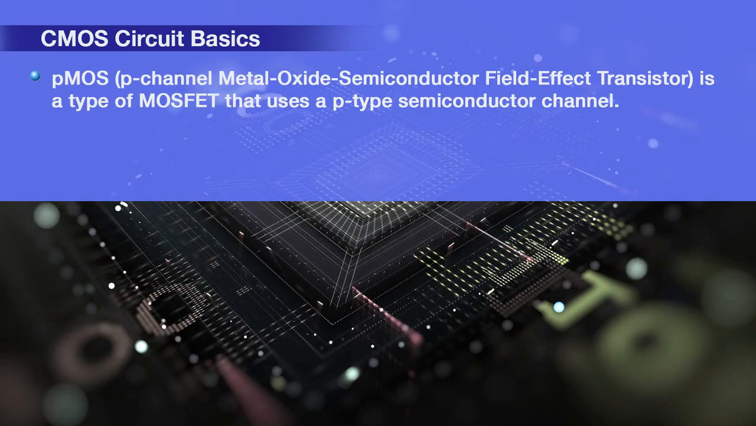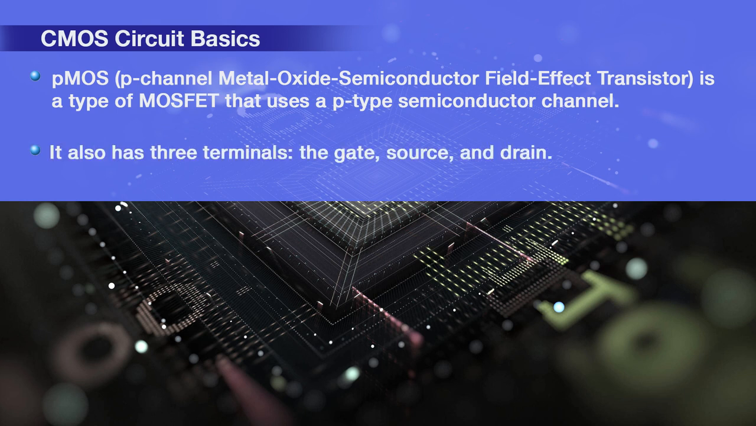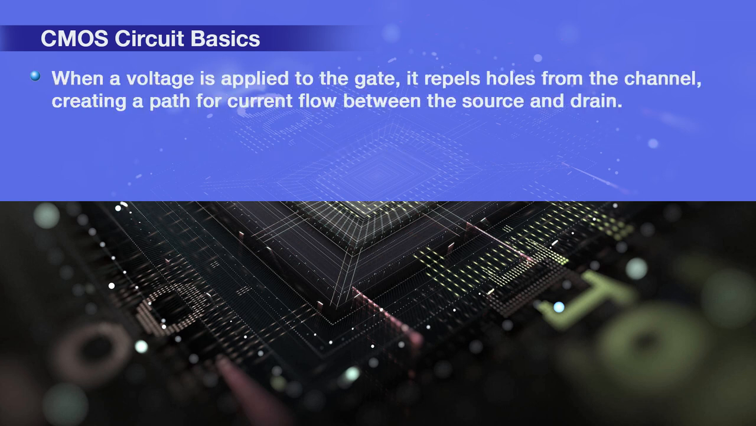Now let's discuss PMOS. A PMOS is a p-channel metal oxide semiconductor field effect transistor. It is a type of MOSFET that uses a p-type semiconductor channel. It also has three terminals, same as the NMOS, that is the gate, source and drain. When a voltage is applied on the gate, it repels holes from the channel, creating a path for current flow between the source and drain.